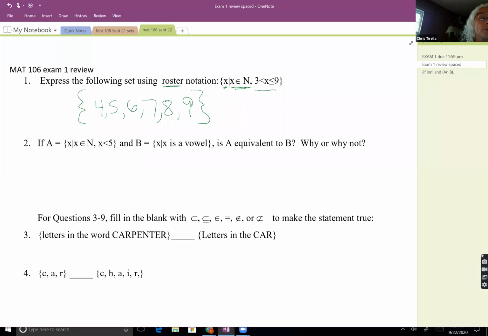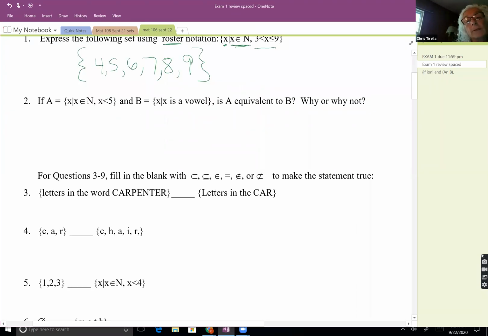Question 2 says if A is that and B is that, is A equivalent to B? Why or why not? I'm going to do a little bit of strong arming. When I look at a question like this, I think it's easier to tell if you actually list what's in the set. So what's actually in set A? Natural numbers start with 1: 1, 2, 3, 4. And what's in set B? Vowels, which are A, E, I, O, U.